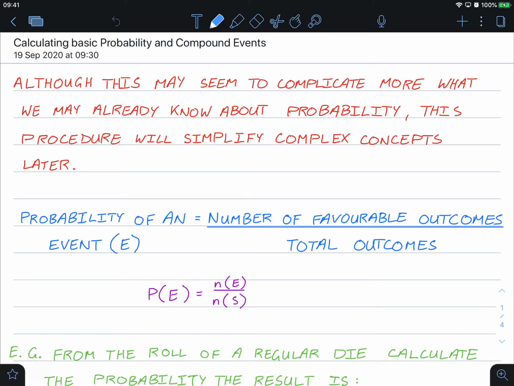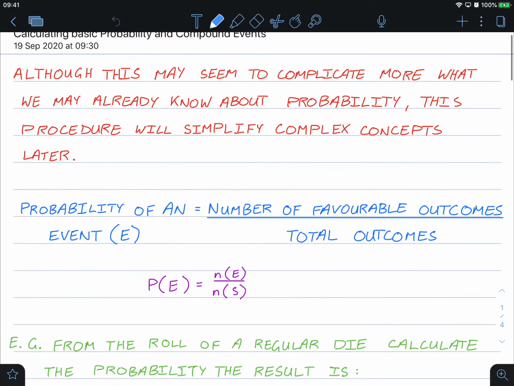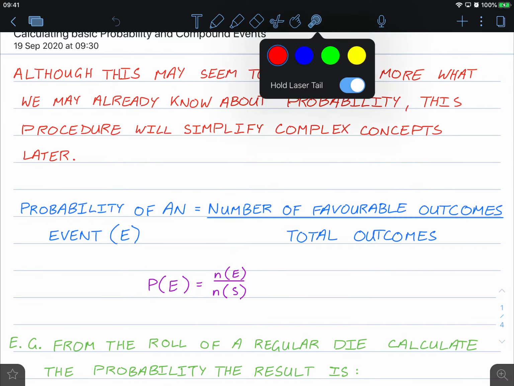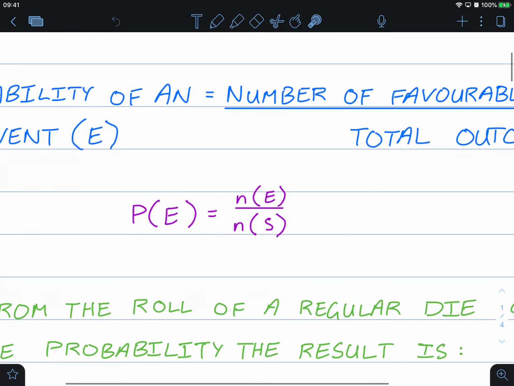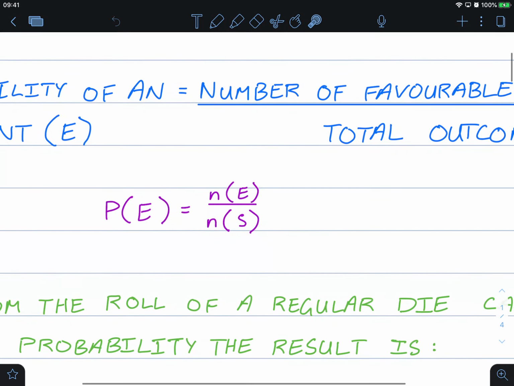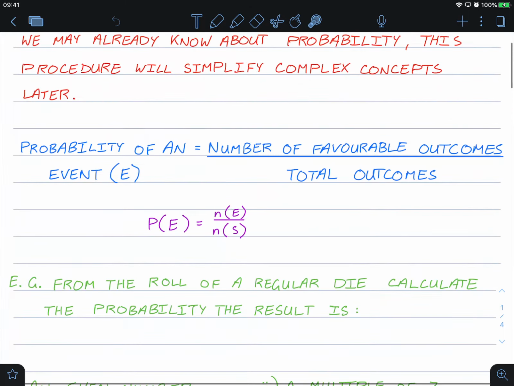Although this process may seem to complicate what we may already know about probability, this procedure will simplify complex concepts later on. So to calculate the probability of any event E, we take the number of favorable outcomes and divide it by the total number of outcomes. Simplifying this in mathematical notation, the probability of E, P of E, is equal to the number of favorable outcomes divided by the number of total outcomes.